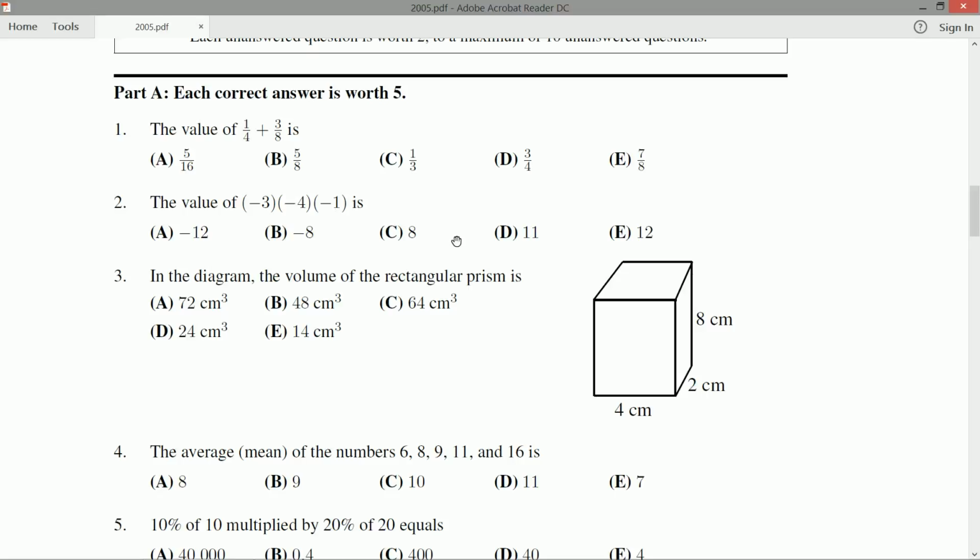Now unlike the last question, we could just grab our calculators. -3 times -4 times -1, and I can pretty quickly get -12. And if you want to do it that way, that's just fine.